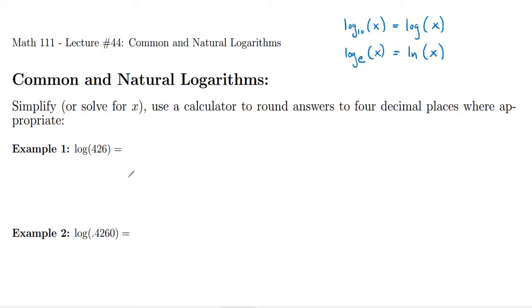So log of 426. If you press the log button and then plug in 426, we also want to round our answers to 4 decimal places where appropriate. So the answer is 2.6294 after rounding. Okay, and log of 0.4260, if you plug that in, this is going to give us negative 0.3706.